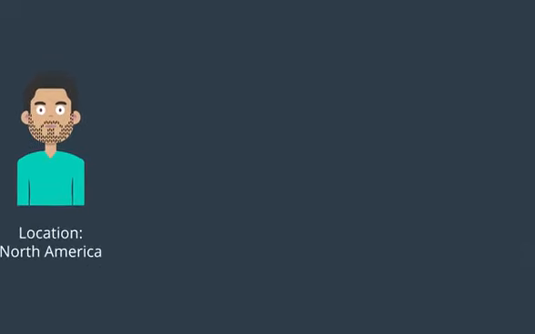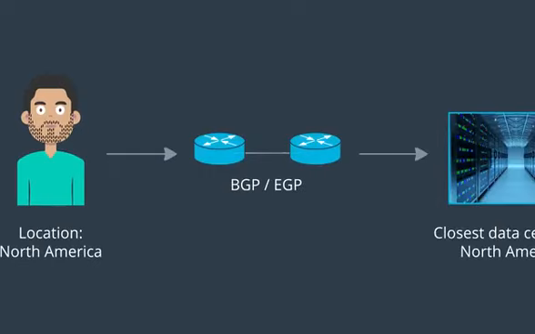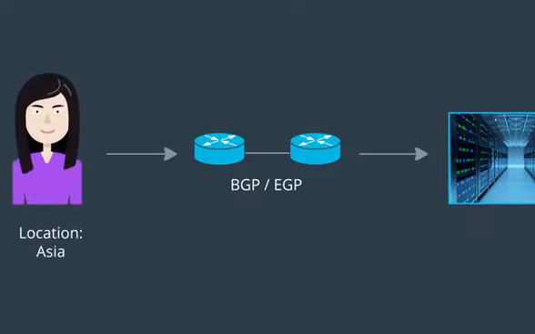In the case of the user in North America, BGP directs traffic between autonomous systems. It's going to direct the user in North America to the closest Google data center. And in the case of the other user in Asia, their BGP finds the most optimal route of their internet service provider, or ISP, in Asia. So from a global standpoint, this is how the BGP distributes the network load across the globe.